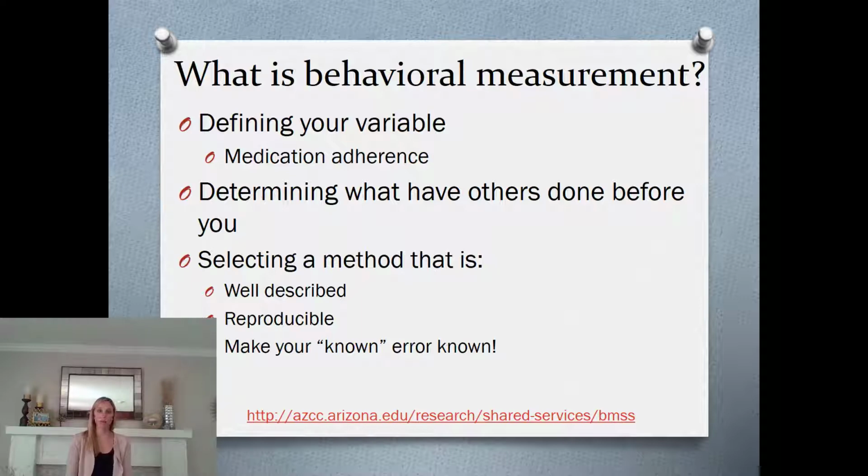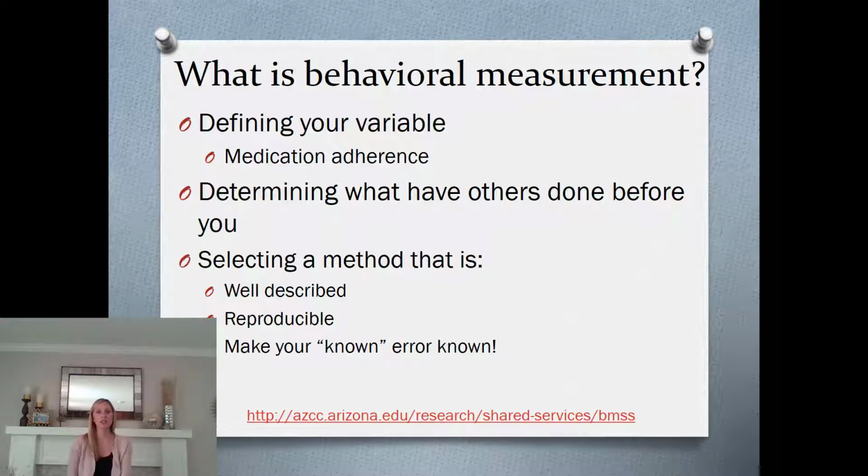The second step to behavioral measurement is determining what others have done before you. This is typically the first step that we take when we are planning a new study or planning a new program and planning the evaluation for it. We want to see how our behavior has been measured in the past. But the trick is being able to critically evaluate the previous literature to see if you agree with how the behavior has been measured in the past or if there are any known errors in that measurement tool.